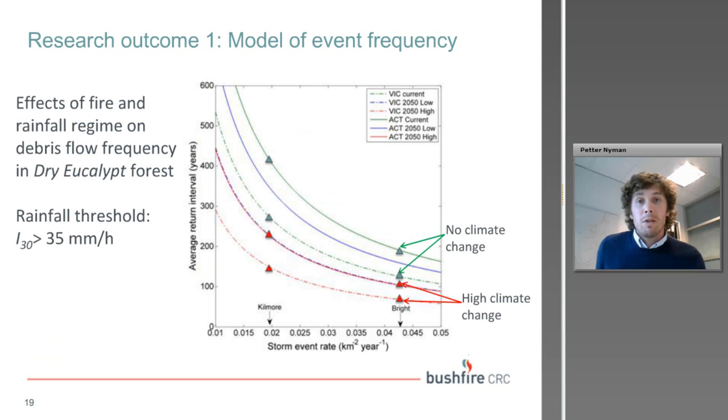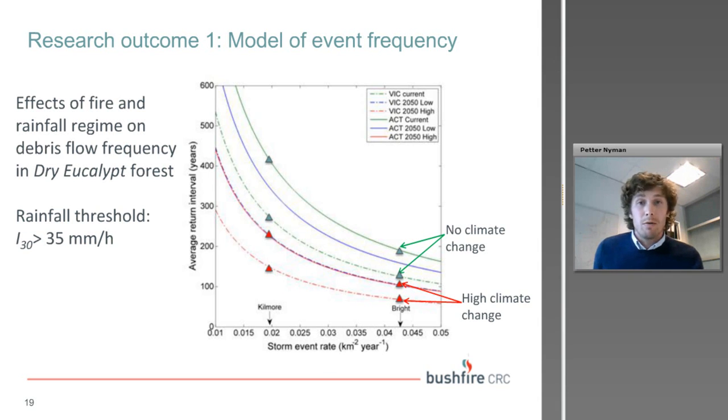As a case study, we've used this model to look at the frequency of debris flows in a Victorian catchment, and in a catchment near Canberra. And we know that the rainfall threshold for these large debris flow events, which Terry Sheridan pointed out as being a really important process in the video you saw before, is about 35 millimeters per hour. And modeling these rainfall events together with the frequency and size of fires, we can say something about how often we're likely to see these large events occur over long time scales in the landscape.